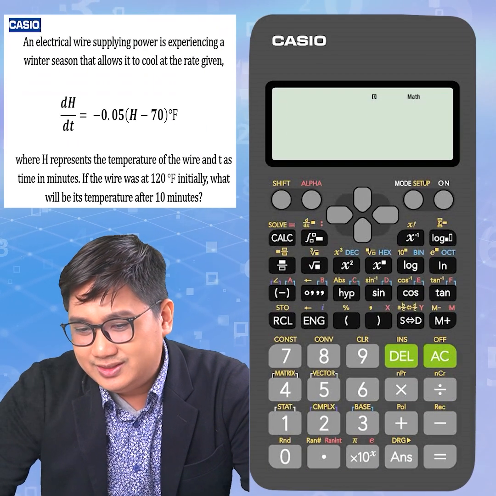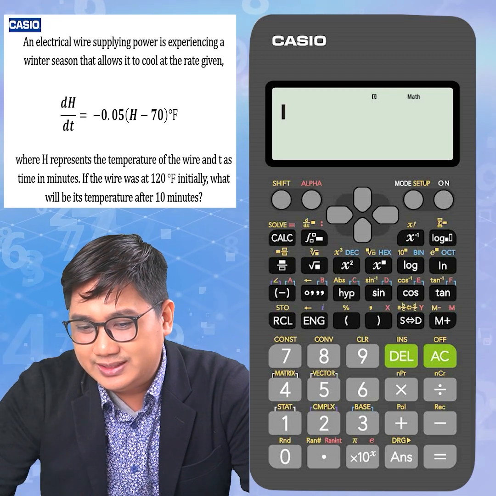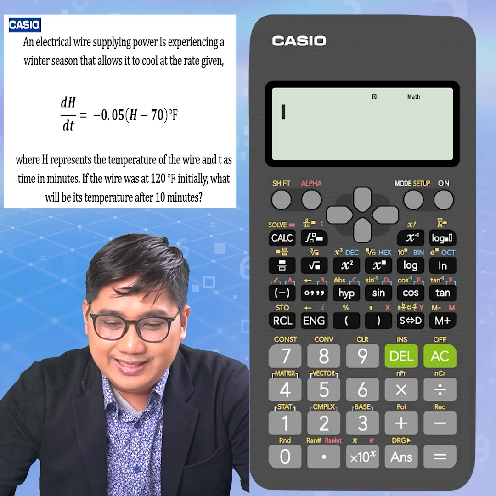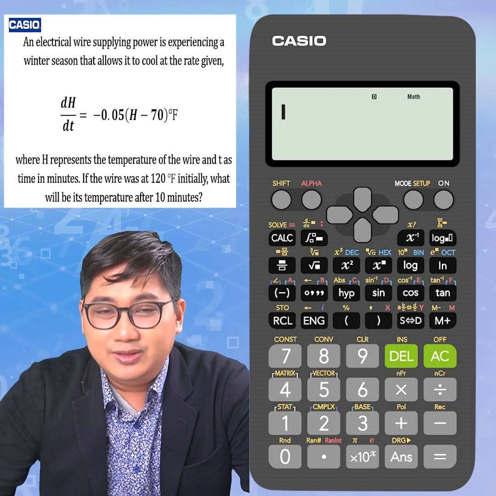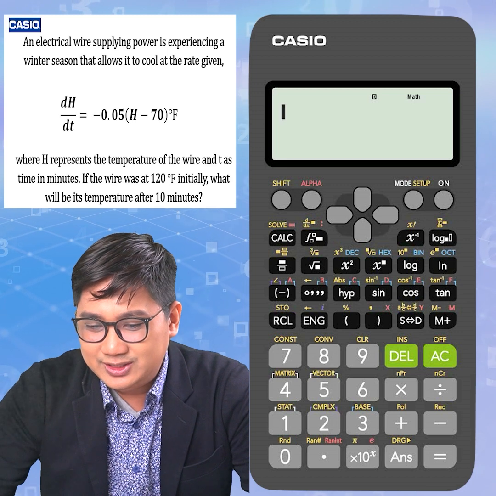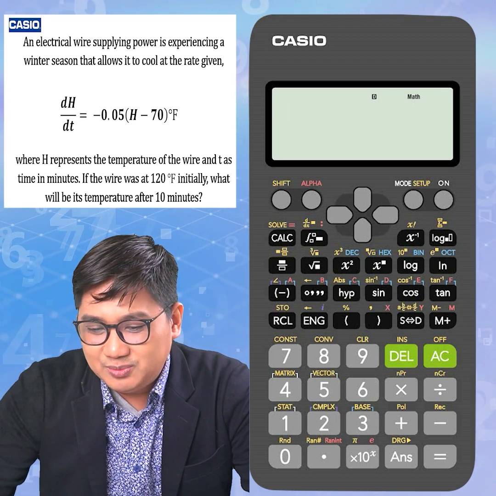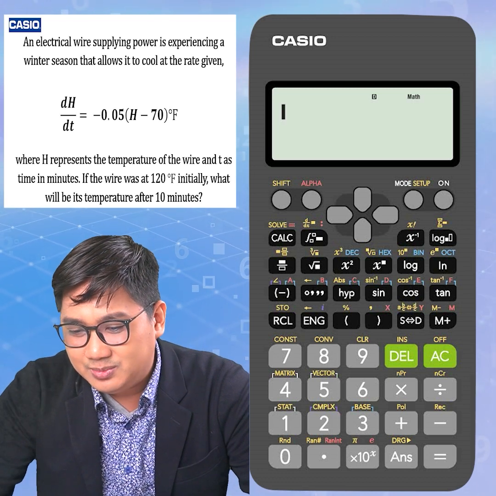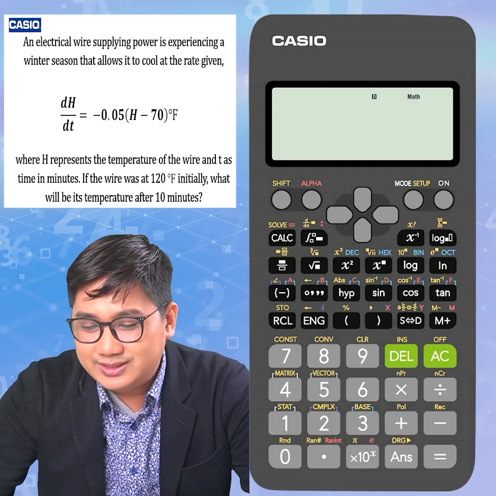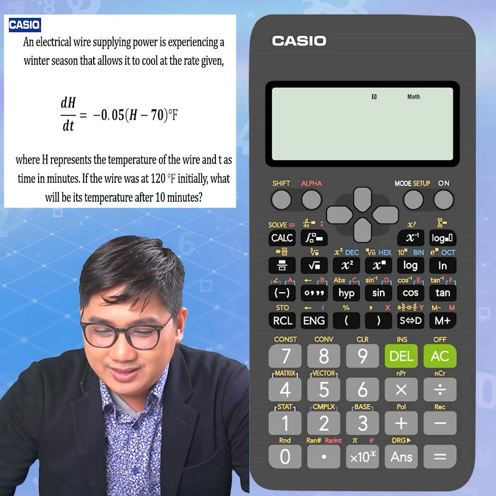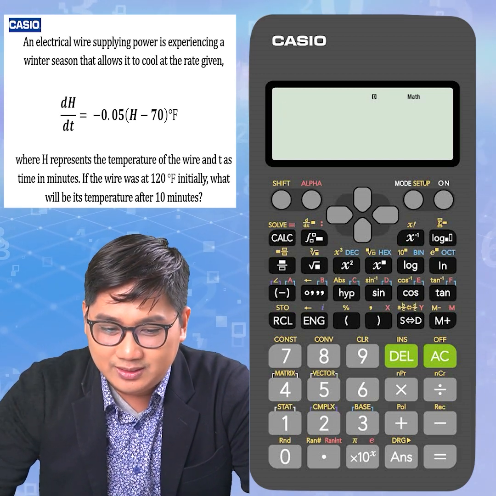An electrical wire supplying power is experiencing a winter season that allows it to cool at a given rate. dH over dt is equal to negative 0.05 multiplied by (H minus 70 degrees Fahrenheit), where H represents the temperature of the wire, while the variable t is time in minutes. If the wire was at 120 degrees Fahrenheit initially, what will be its temperature after 10 minutes?